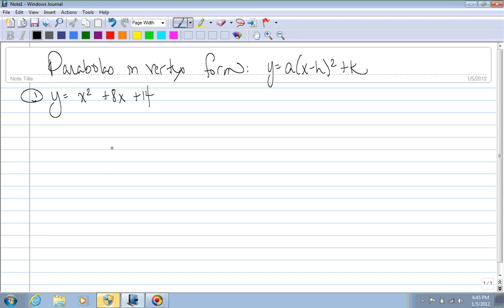Hi Morgan, this is parabolas in vertex form, which is this equation you want to make it look like so that you can find the h and the k as the vertex of the parabola, and a tells you whether it's opening up or down.